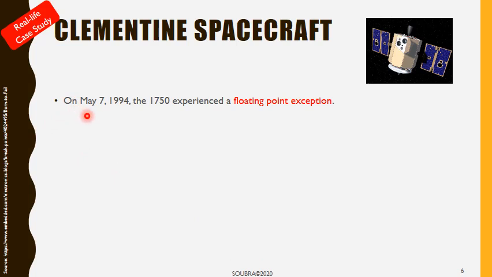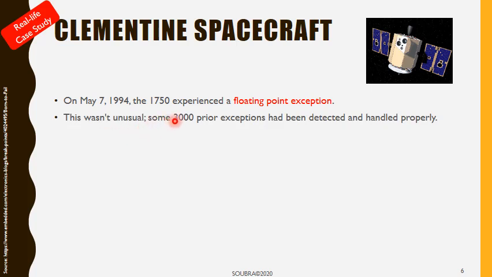On one day, May 7th to be exact, 1994, the embedded system experienced some error, and it is a floating point exception related error. We've seen in the OS parts that an exception is something that is unexpected, and it happens during the execution of a particular process. So it can result in an interrupt, for instance, in order to handle the exception. This is not very shocking, because there were some 3,000 exceptions prior to that particular day detected and handled properly. However, you can sense that something was special about this particular day. Otherwise, I wouldn't be talking about it in this case study.